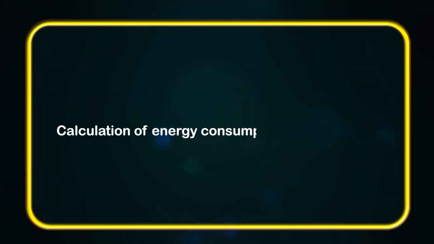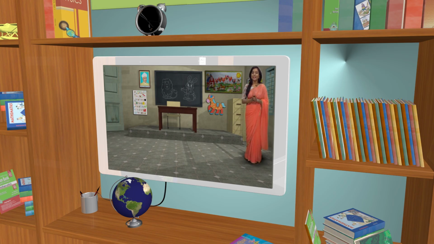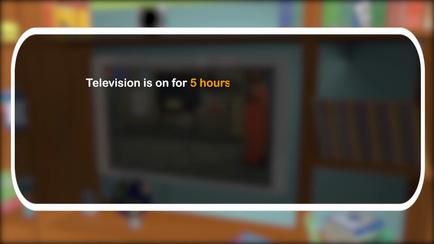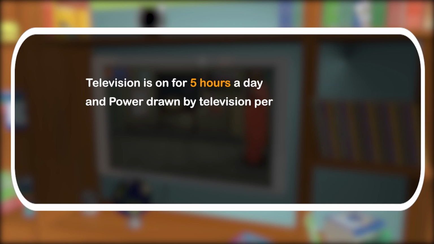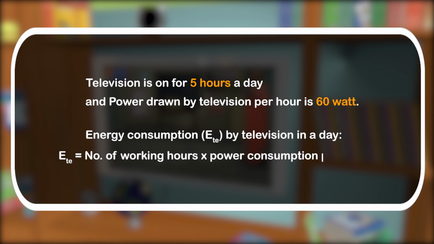Calculation of energy consumption of a television. Given that television is on for 5 hours a day and power drawn by television per hour is 60 watt. Energy consumption ETE by television in a day. ETE is equal to number of working hours into power consumption per hour. That is equal to 5 hours into 60 watt. That is equal to 300 watt hour.